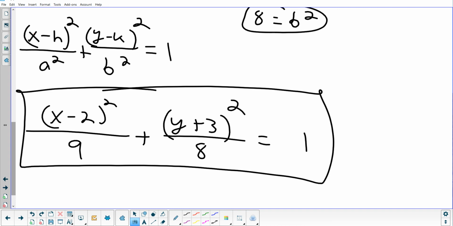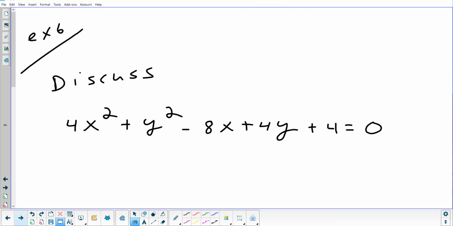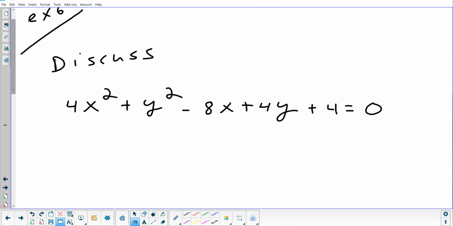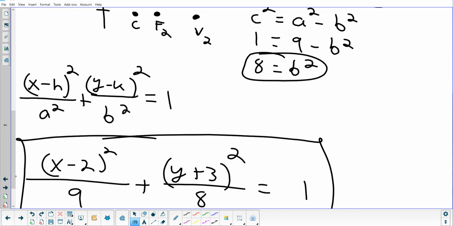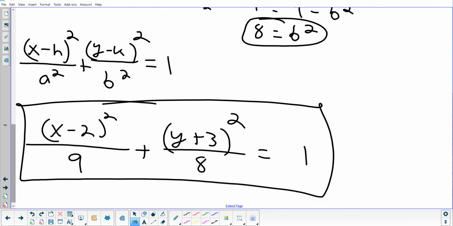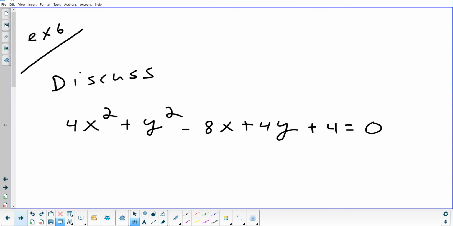All right, last one. Discuss. Is that in standard form? Not even close. It's like somebody took something like this and they actually FOILed it out. And they wrote it as like x squared minus 4x plus 4. And then divided it by 9, and then they combined all the like terms. We need to make this look like the other one.